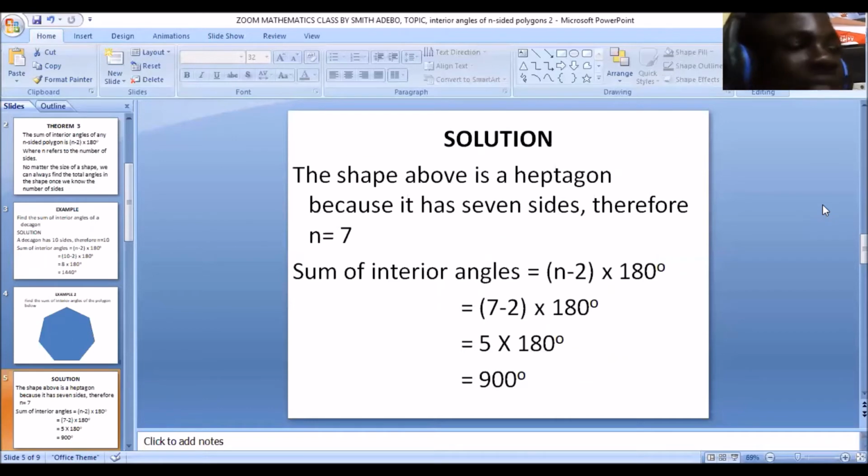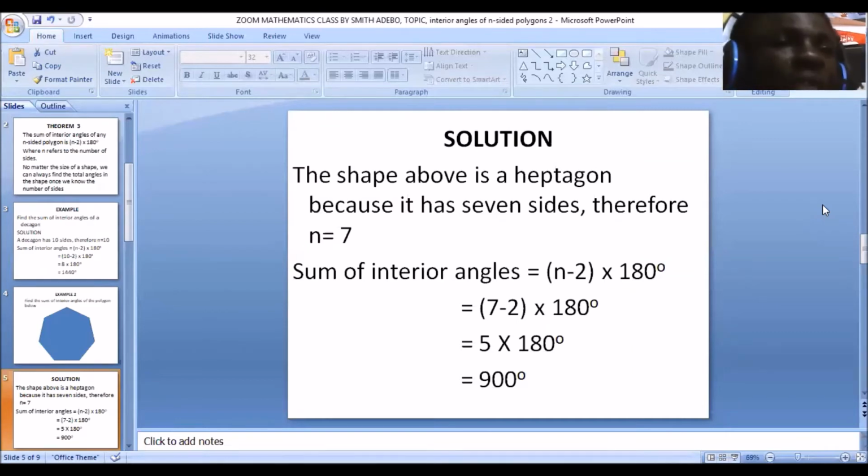Now, somebody will say, why? Why is it a heptagon? The shape above is a heptagon because it has 7 sides. It has 7 sides. Therefore, n equals 7. I told you that n is equal to the number of sides, and we just identified this shape to be a heptagon with 7 sides.